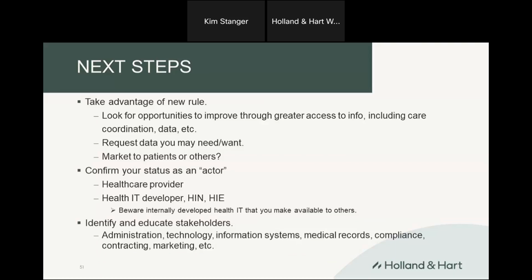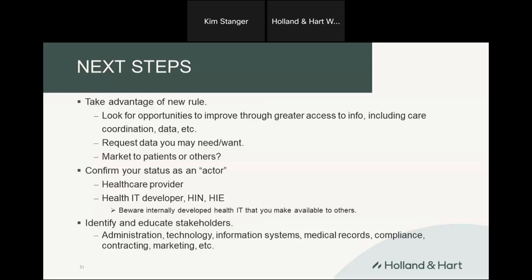You should confirm your status as an actor. Are you a healthcare provider? But if you are, are you also a health IT developer? Make sure that you understand the rules that apply to each, and don't just assume that just because you're a healthcare provider, you're not also a health IT developer if you have developed your own certified health IT.